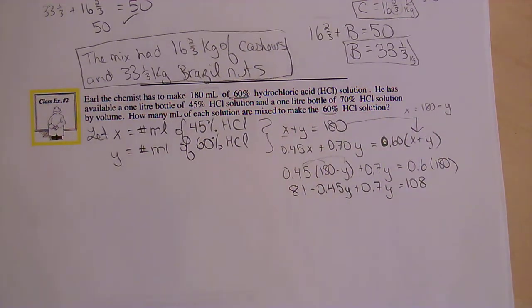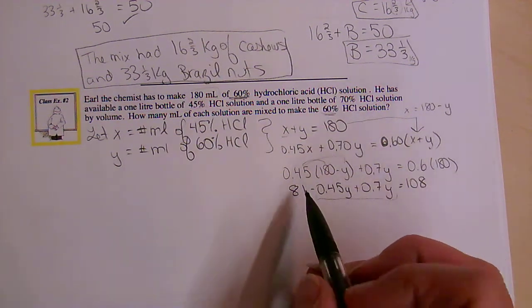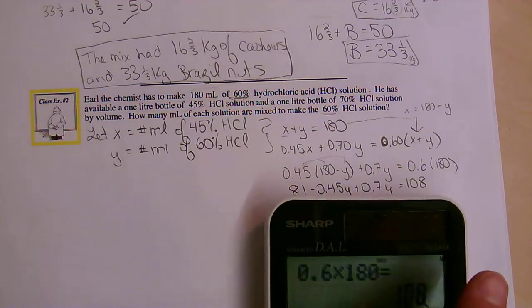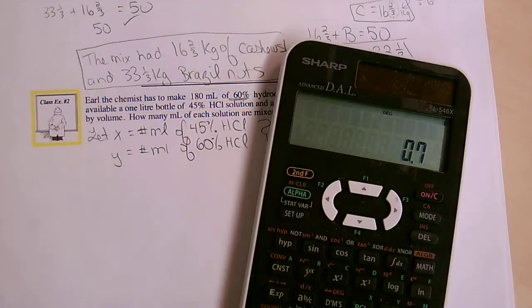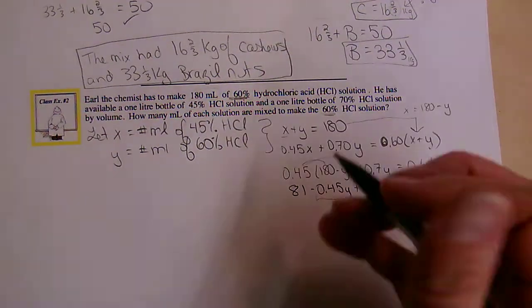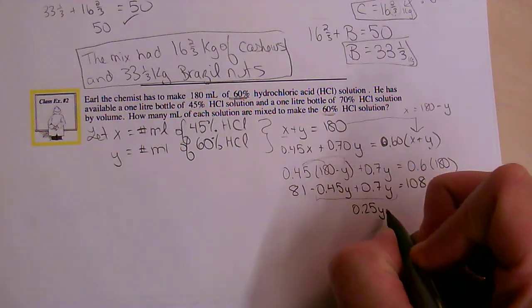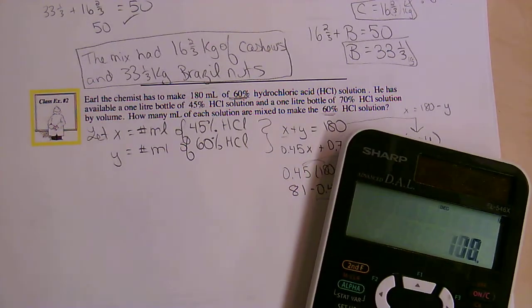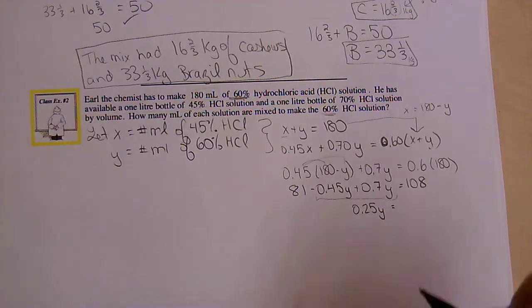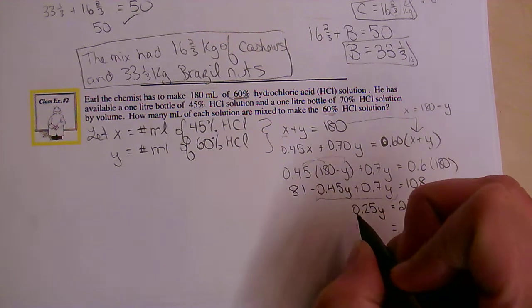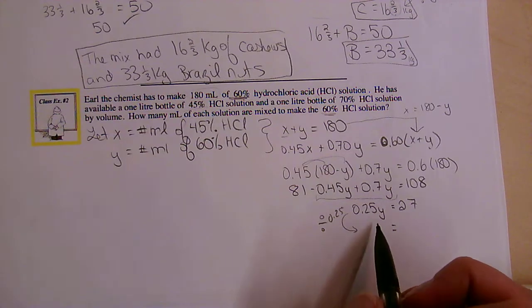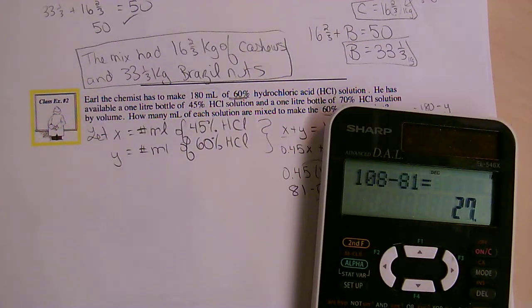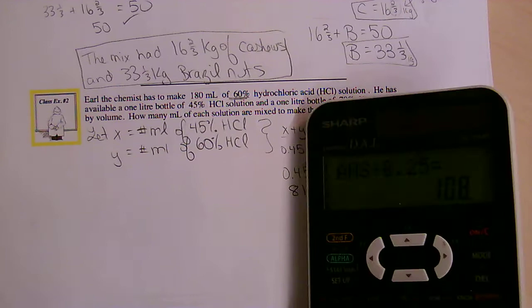There we go. Okay, so now I just need to combine my like terms, which are right there, and then send that 81 over. Okay, so 0.7 subtract 0.45 is 0.25. Okay, and 108 subtract 81 is 27. So then I'm going to divide by my coefficient. So 27 divided by 0.25, which is 108.